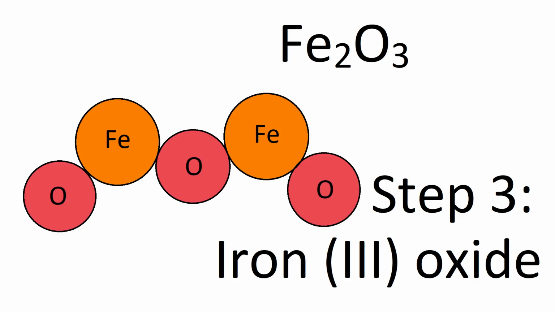Now the final step, step 3, is that you look at the nonmetal and write it after step 2. And in this case, it would be oxygen, but then you change the last part of it to "ide." So in this case, Fe2O3 would be iron 3 oxide.